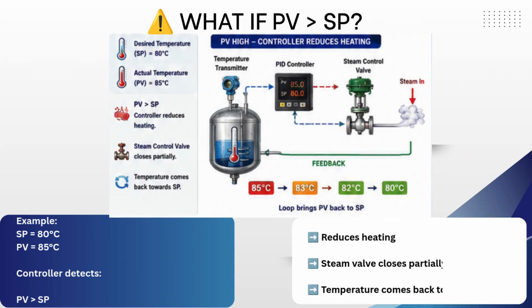Now consider the opposite situation. If the set point is 80 degrees but the actual temperature rises to 85 degrees, the controller detects that the process variable is above the set point. It can reduce the heating demand by moving the control valve toward a more closed position. The process then moves back to the desired temperature.